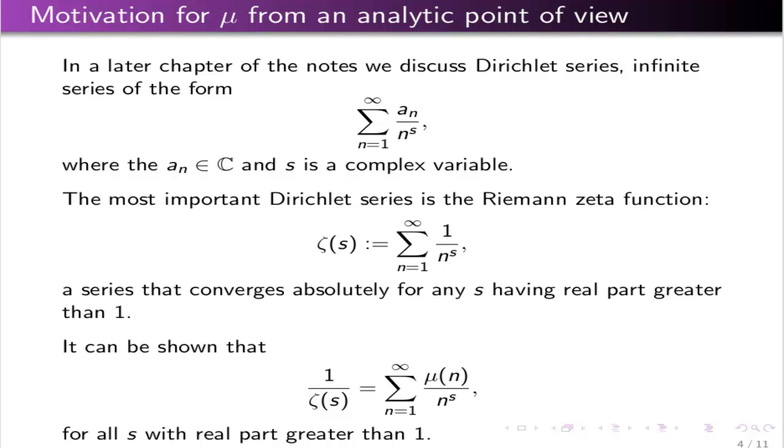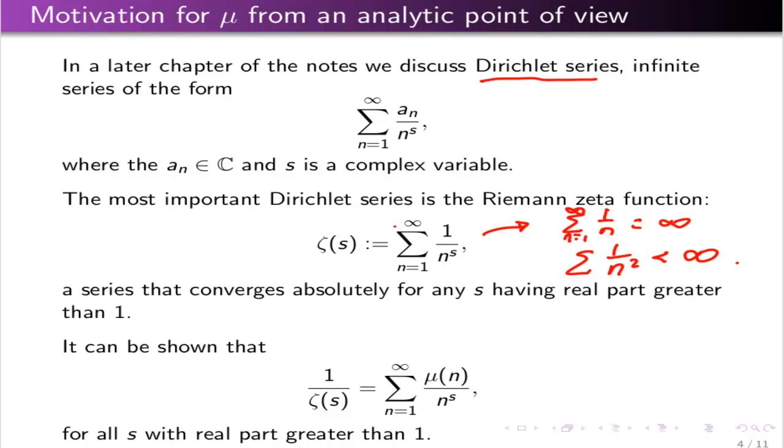Now there's a higher level motivation for the Mobius function, what I call the analytic point of view. This is discussed in one of the later chapters of my notes, where we talk about Dirichlet series. Dirichlet series are infinite series of the form sigma n equals 1 to infinity of a sub n over n to the s, where the a sub n are complex numbers and s is a complex variable. The most important Dirichlet series is the Riemann zeta function. Zeta of s is defined to be just the sum of 1 over n to the s power. You saw series like these back in calculus when you studied the harmonic series. That would be putting s equal to 1, which of course diverges, or more generally p series such as sigma 1 over n squared, which is a convergent series.